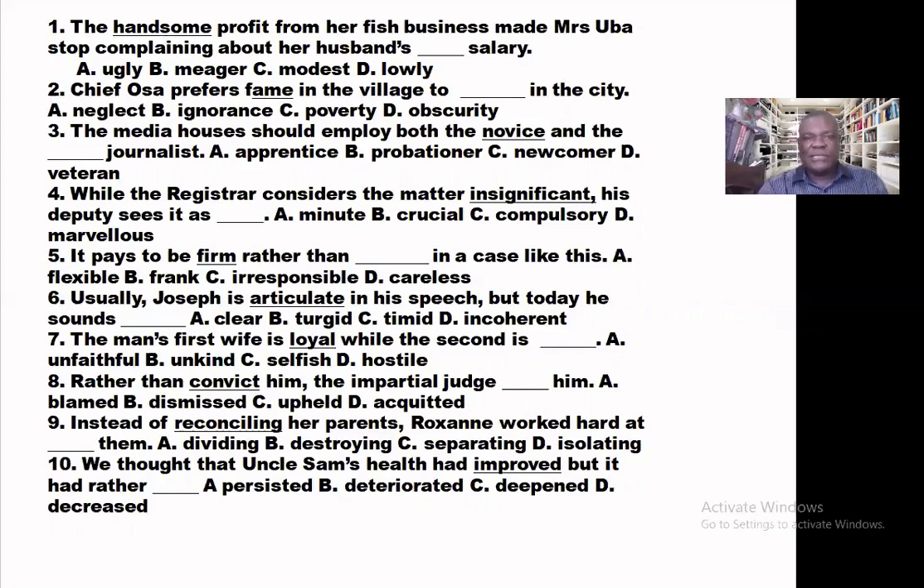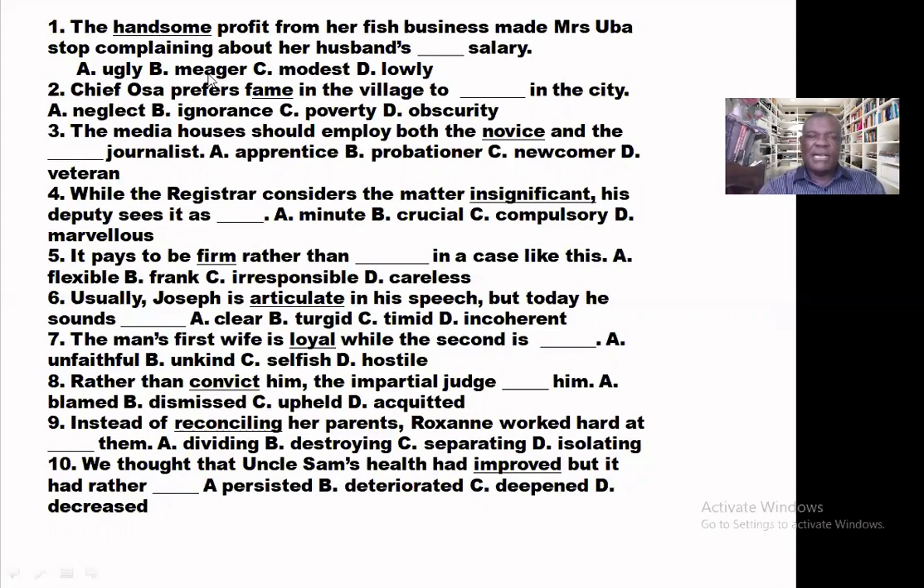Now, the word has to fit in here. It has to be opposite to handsome, and it has to be a good modifier for salary. Now, option A is ugly. Ordinarily, ugly is the opposite of handsome, but it is wrong to say her husband's ugly salary. Such words are not used in English. So we have to look for a better option.